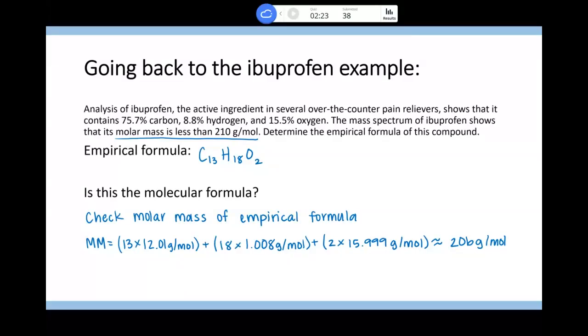Like rounding up to 210? It was 206. Yeah, so if you're asked for the exact molar mass, then you would keep 4 sig figs. But in this case, we're just determining if it's a molecular formula or not. So it's okay to not have the correct sig figs there. Yeah. Good question though. Okay, so this is the molecular formula.